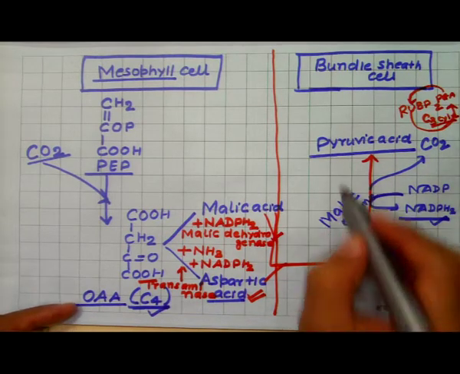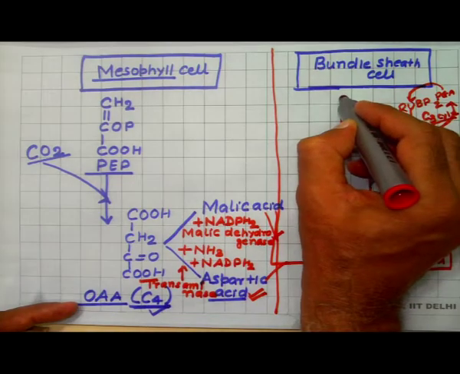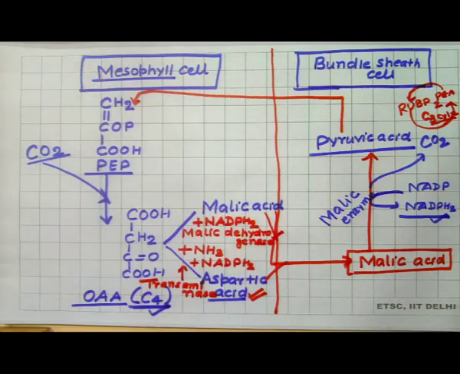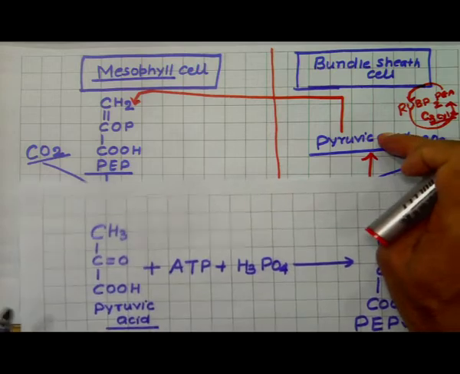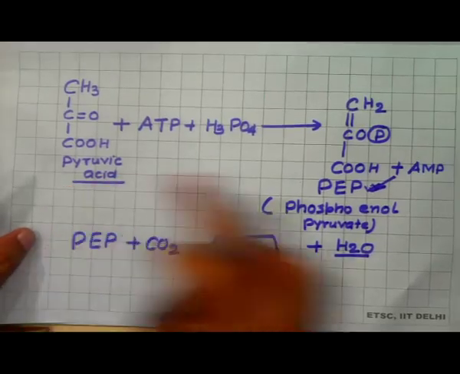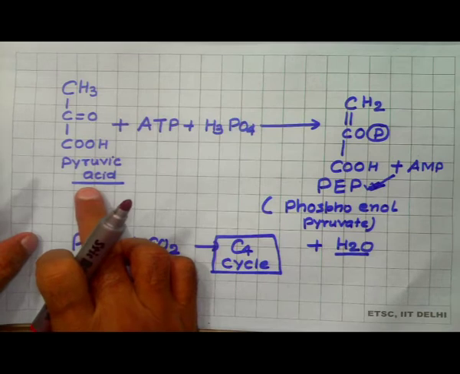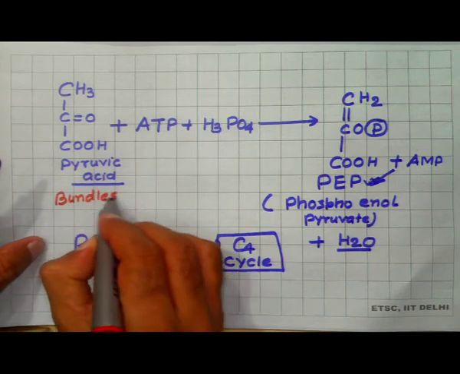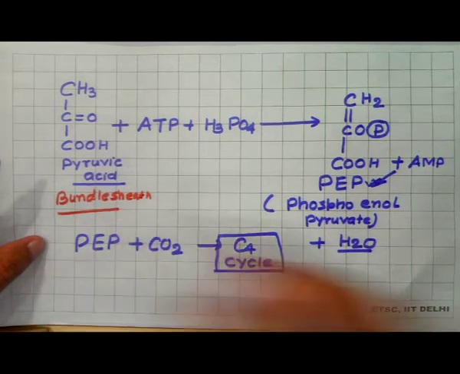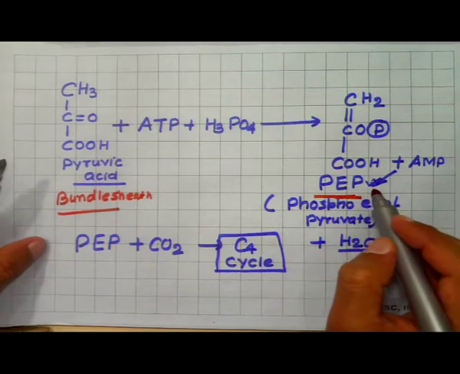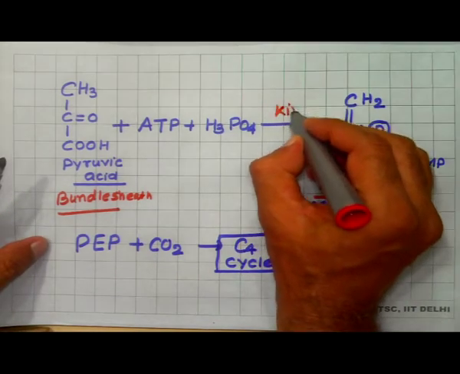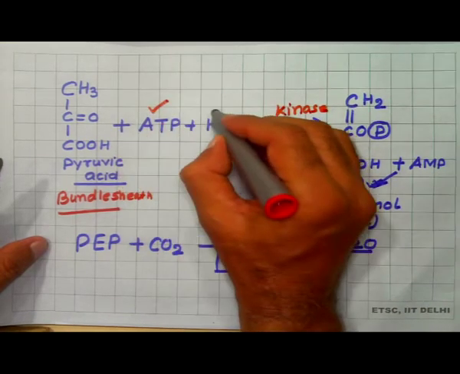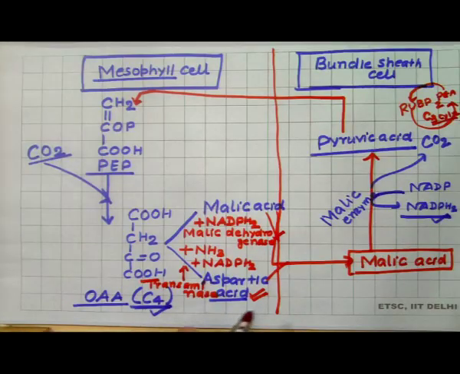and this pyruvic acid again returns back to phosphoenol pyruvate, as we have already discussed here. This pyruvic acid, which is formed inside the bundle sheath cell, is converted into PEP with the help of the enzyme kinase, and it also requires ATP and H3PO4.